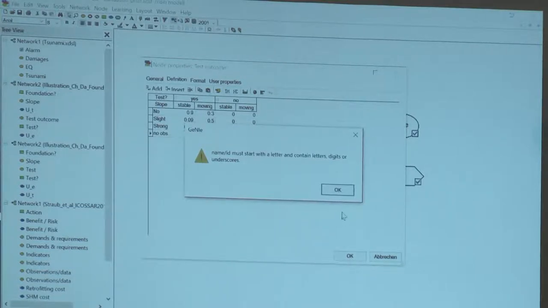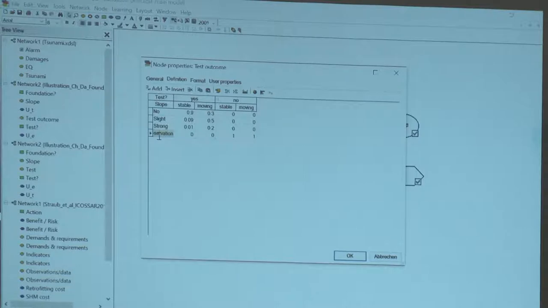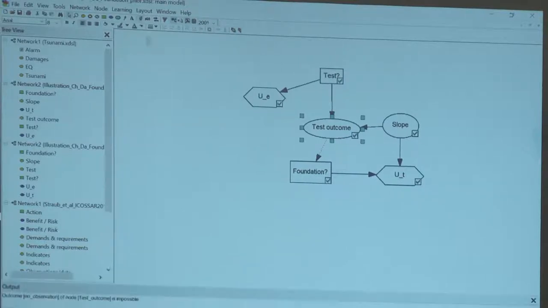Oops, there's a problem. Oh. Technical problem. Now we can run the whole thing.